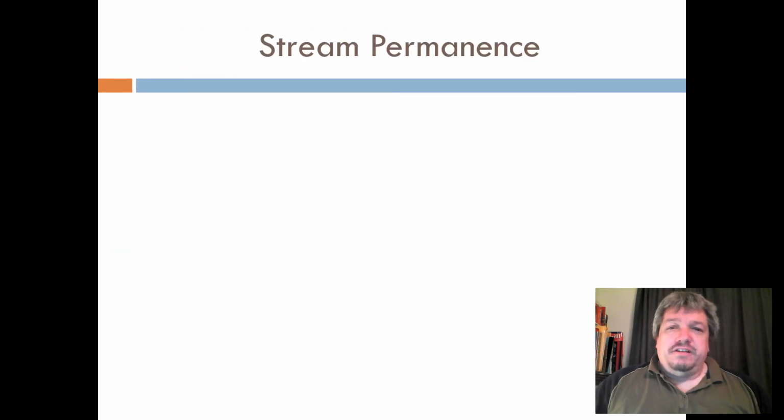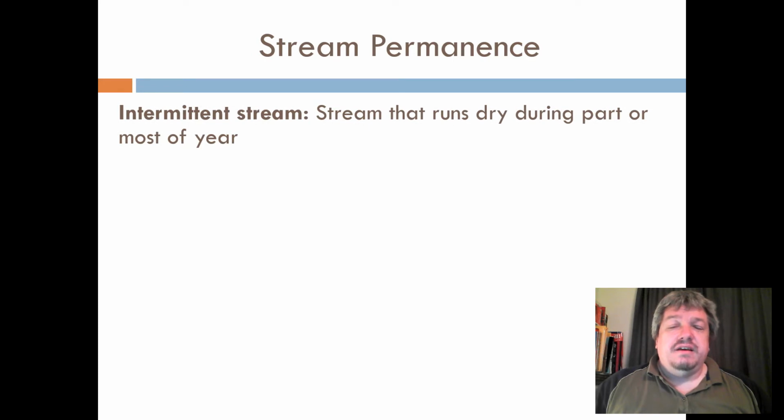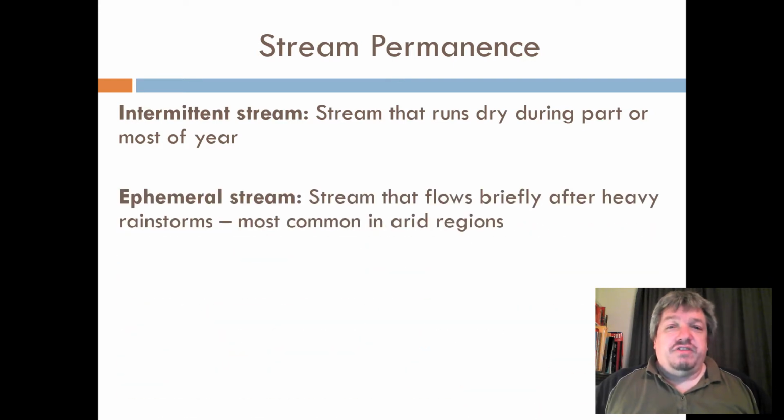Another aspect is permanence. We always assume that streams are always there. The Chicago River doesn't really go away, but that isn't always the case. If you have a dry climate, you might have an intermittent stream. It might dry up. Or if it's a very small, maybe a first order stream, it might dry up in the summer. That happens in the desert as well. You also might have an ephemeral stream. An intermittent stream is dry only part of the year. An ephemeral stream is dry almost all year, and it only flows briefly, usually in a desert after a heavy storm. So you'll see a lot of dry riverbeds in desert areas.